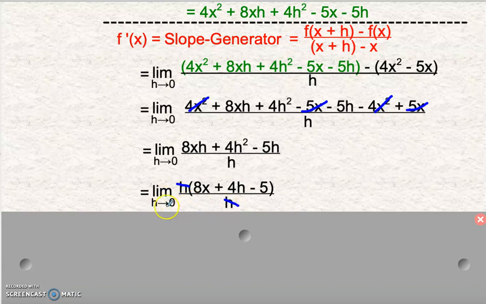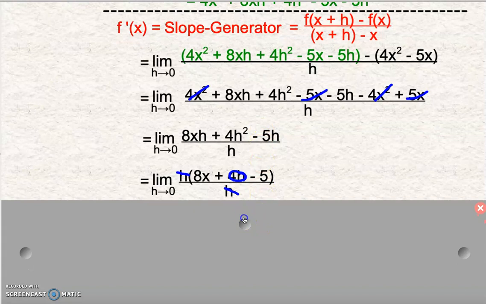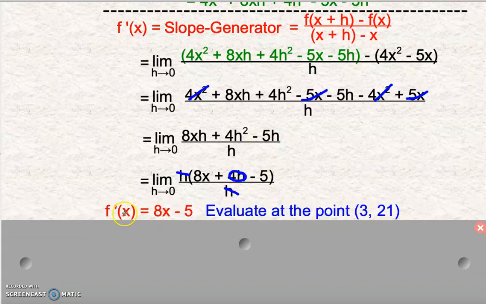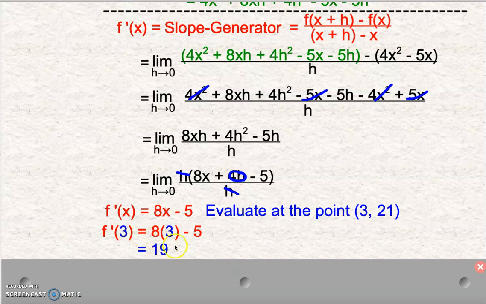And now I could actually take the limit. I could put a 0 in for h, which zeroes out that whole term. And what that ended up giving me was the derivative. F prime of x is 8x minus 5. And remember, it wanted us to write the equation of this line at the point (3, 21). So now that you have the derivative, you can plug in the x value of 3. And I got the slope is 19. So at this point on that parabola, it's a pretty steep slope.